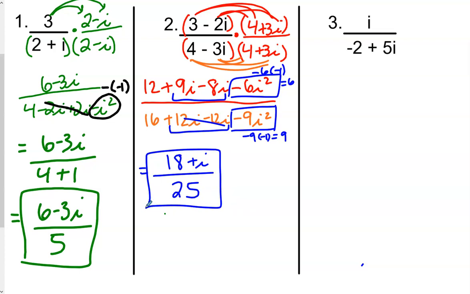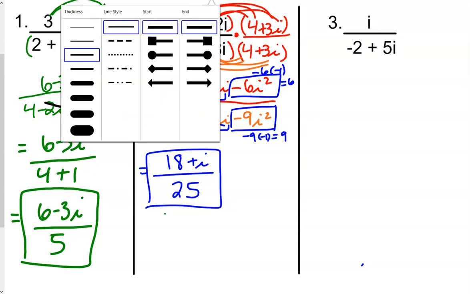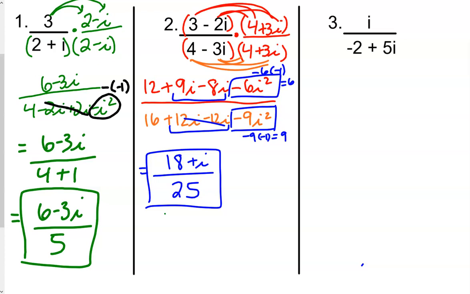So again, my conjugates canceled out enough to where I had just one real number left over. All right, let's see if it happens again for number 3. I have a good feeling. So looking at number 3, we have i being divided by negative 2 plus 5i. So we need to multiply both pieces by the complex conjugate of my denominator.